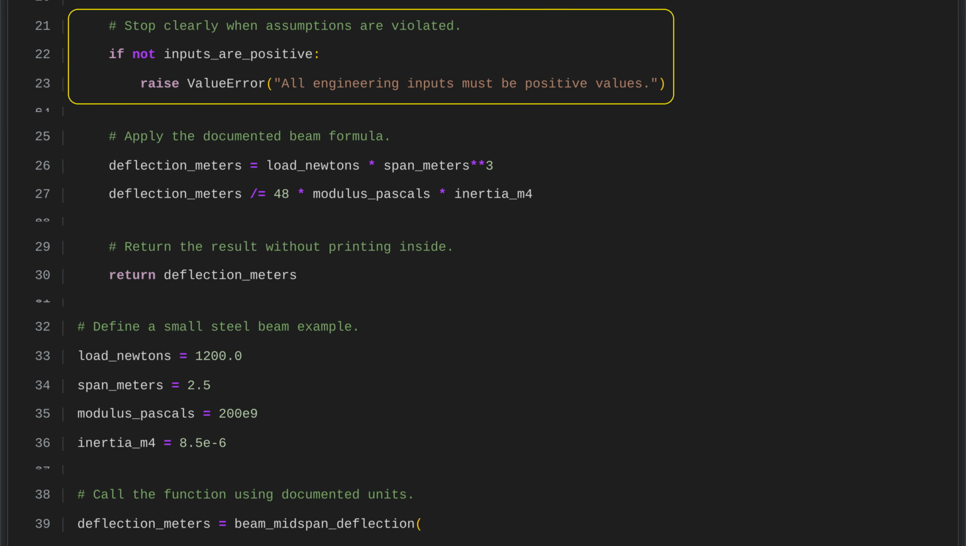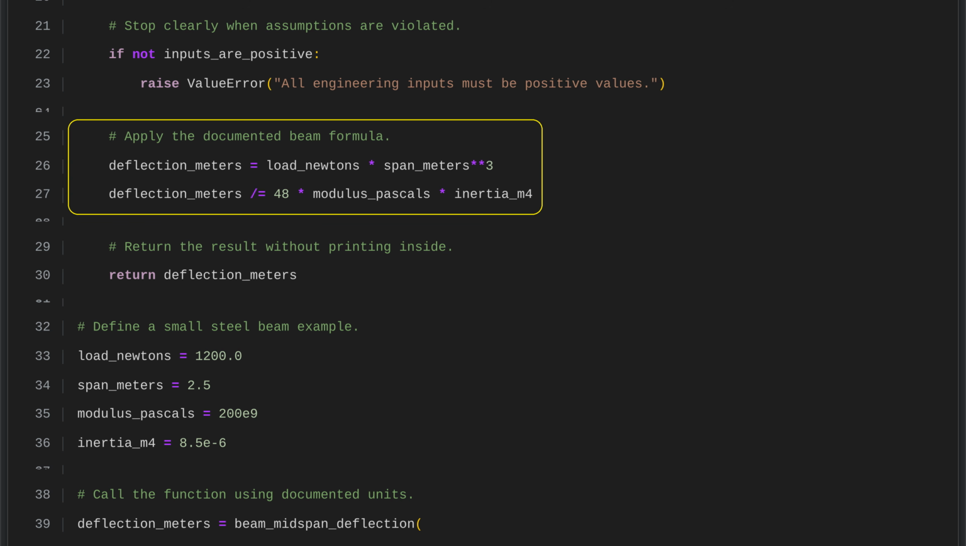The code verifies that all inputs are positive before continuing. If any value is not positive, it raises a value error, preventing invalid engineering inputs from being used in the calculations. The code computes a beam's midpoint deflection using the standard formula for the stated assumptions. It combines the applied load, span length, material modulus, and moment of inertia, producing a deflection value in meters.